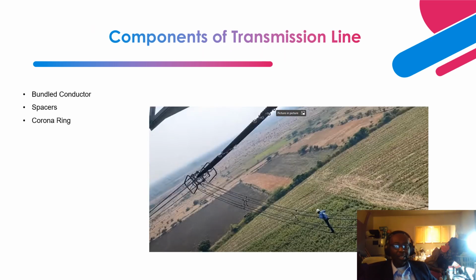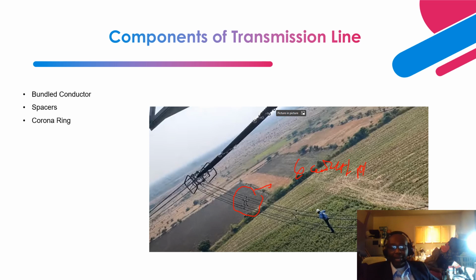As you can see over here, each phase consists of 4 conductors. Matter of fact, 6 conductors: 1, 2, 3, 4, 5, 6. These are tied together with this spacer. So 6 conductors per phase. Phase A has 6 conductors that are bundled together. Phase B has 6 conductors that are bundled together. Phase C has 6 conductors that are bundled together.